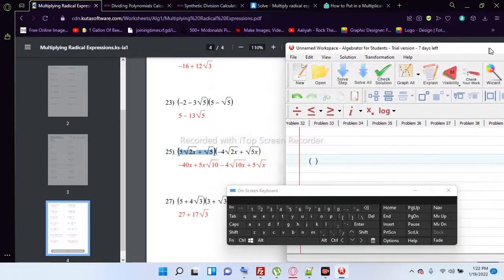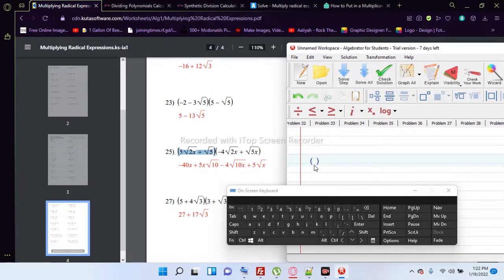Don't get scared now, my friend. Parentheses, right? Number 5, radical sign 2x. Radical sign, baby, 2x. 2 and x.